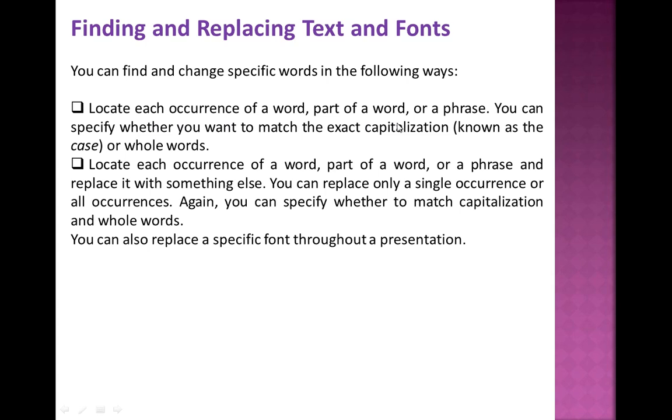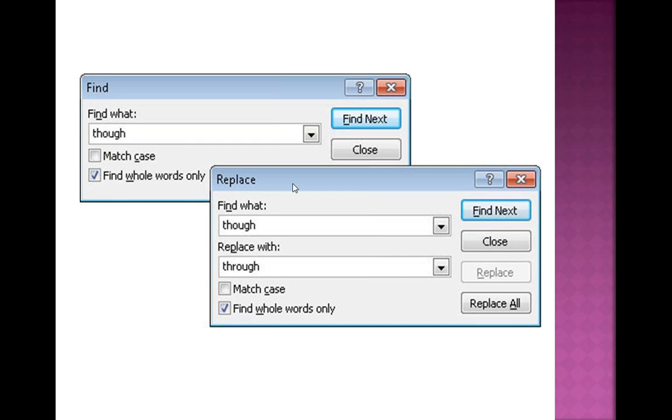You can specify whether you want to match the exact capitalization, that is known as case sensitive, or whole word. You can locate each occurrence of a word, part of a word or phrase and replace it with something else. There are two options. You can find as well as replace the word. This is find word, this is replace. If you want to replace "thou" with "through", this will replace.